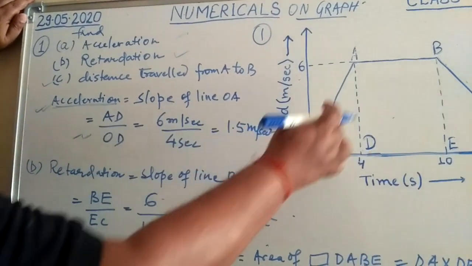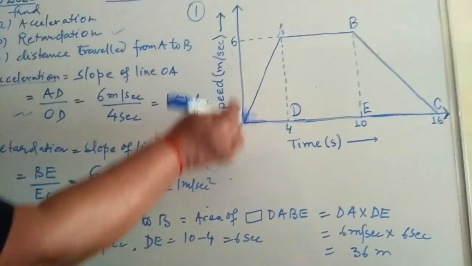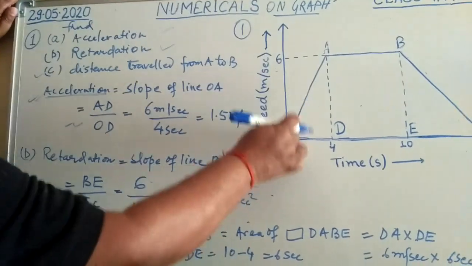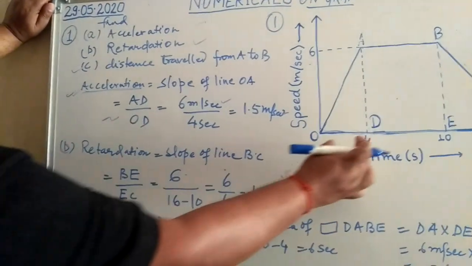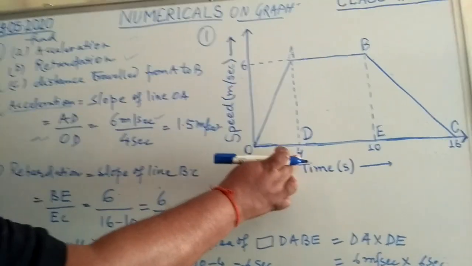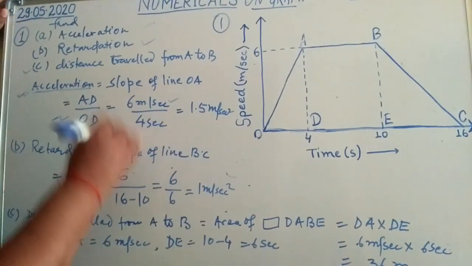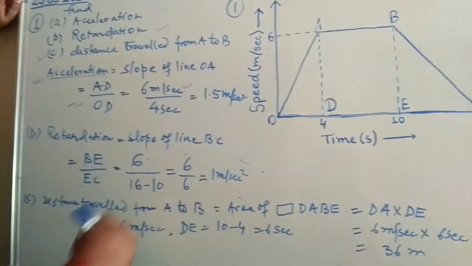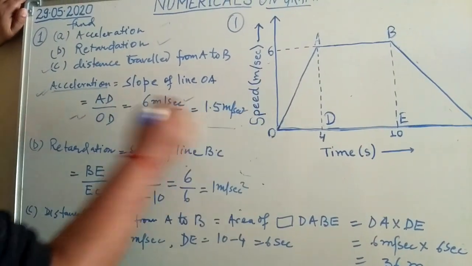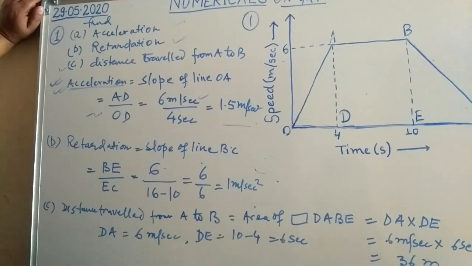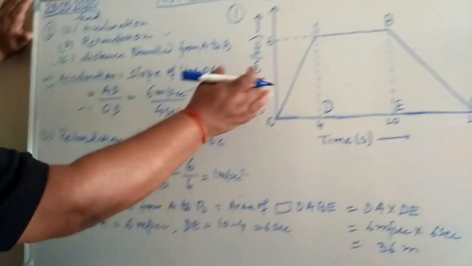we see that in the graph AD is equal to 6 meter per second velocity. AD is parallel. So AD is equal to 6 meter per second, and OD is 4 seconds. So when we put the value of these two from the graph and simplify it, we get 1.5 meter per second square, because we want to calculate acceleration. The SI unit of acceleration is meter per second square, and the data is already given in the graph.